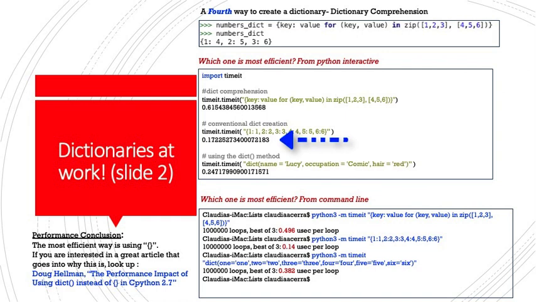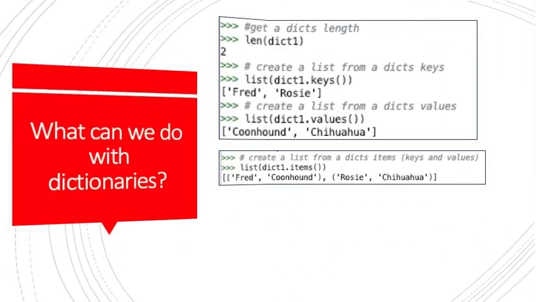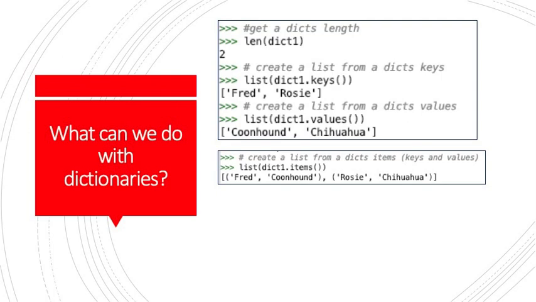Now we can do the same, but from the command line instead of from Python Interactive. And the results are the same. The most efficient way to create a dictionary is the conventional way, by using the curly brackets. If you are interested in a great article that goes into why this is, look up Doug Hellmann, the performance impact of using dict instead of the curly brackets in CPython 2.7, just like I have it here.